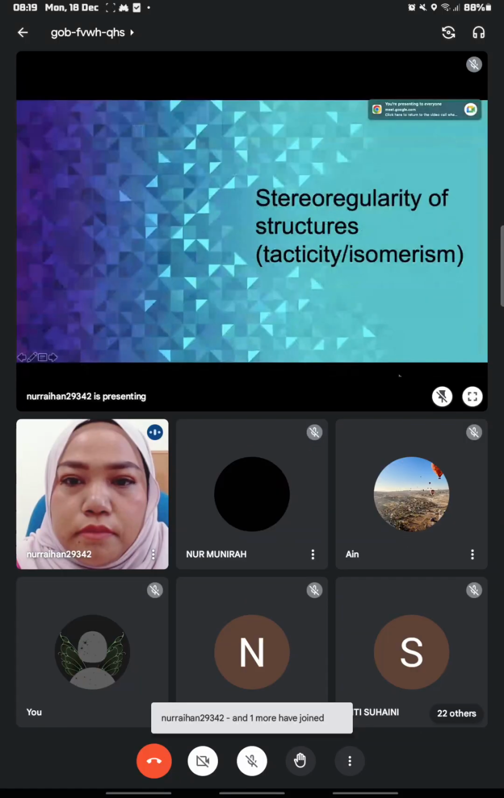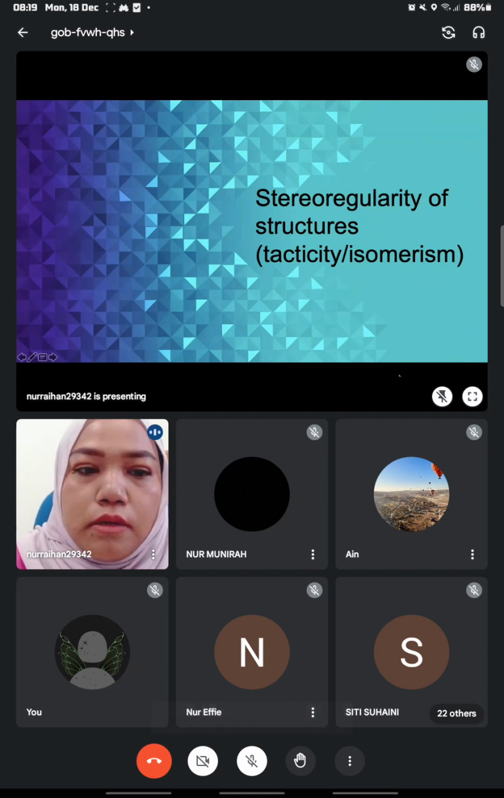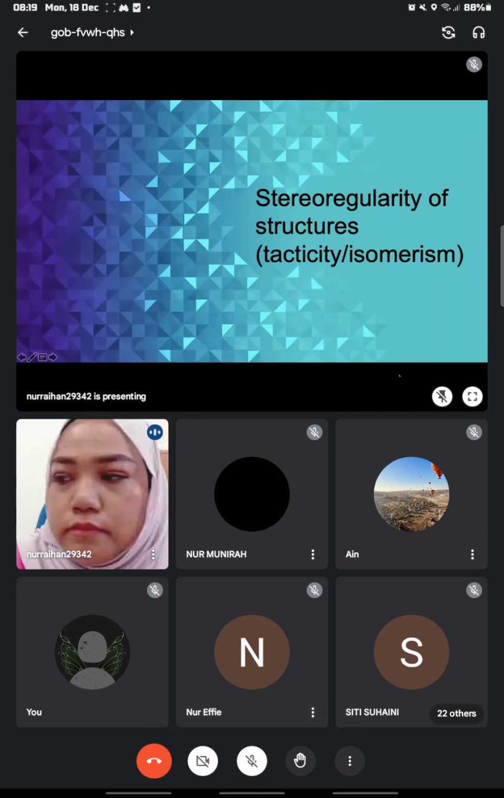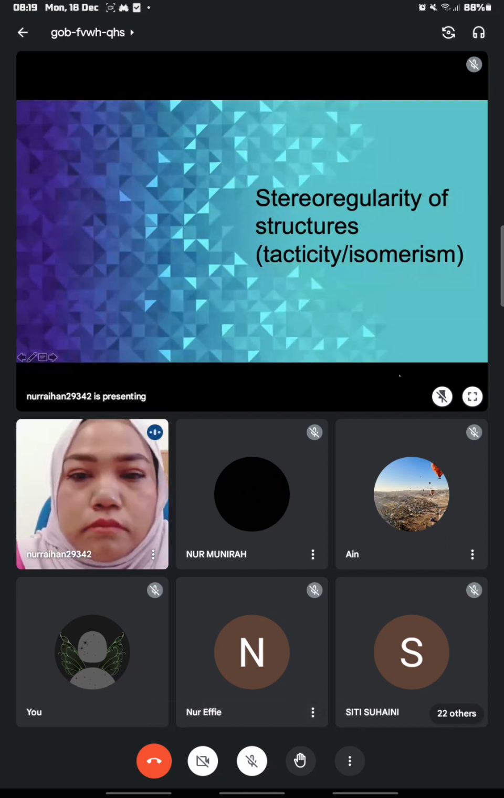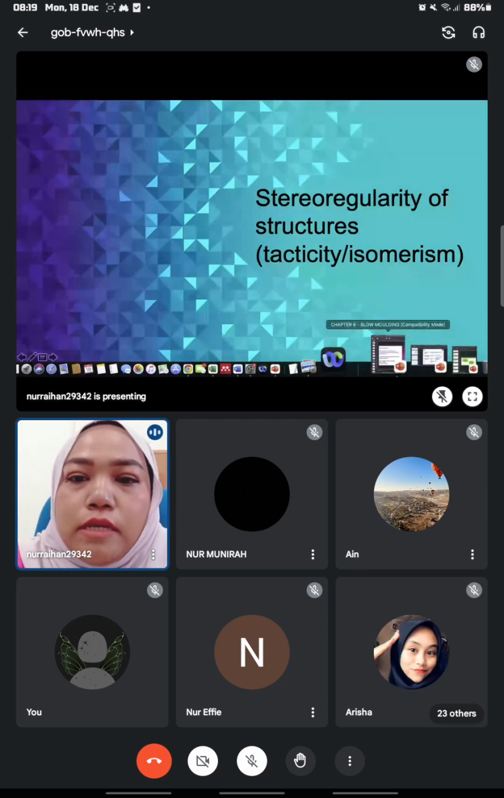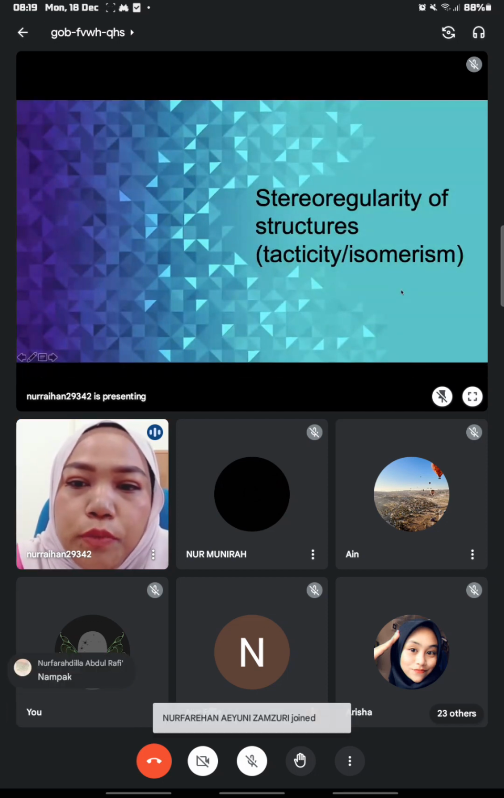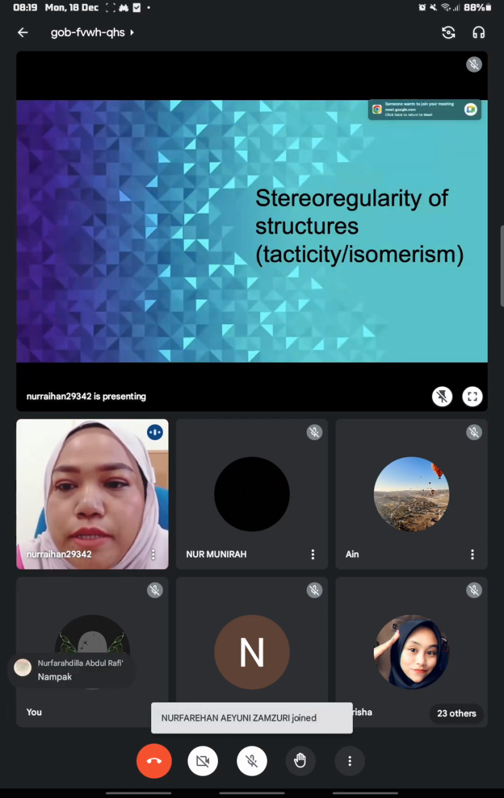Okay, stereo regularity of the structures. So, can you see my slide? Yes, madam. Alright, so for the stereo regularity of the structure, we will look into the difference between the tacticity and also the isomer.